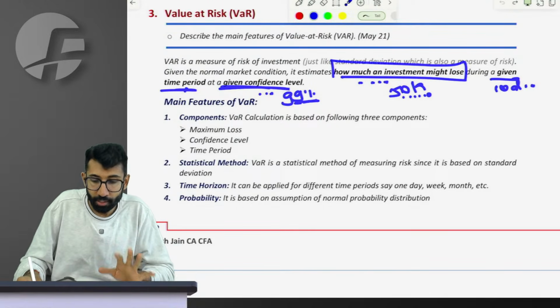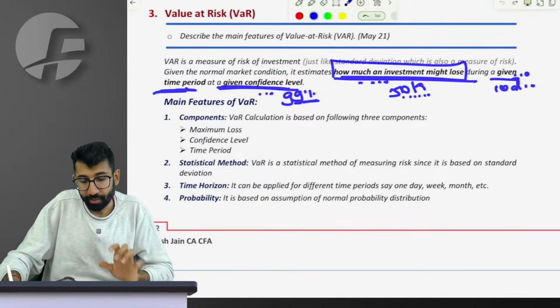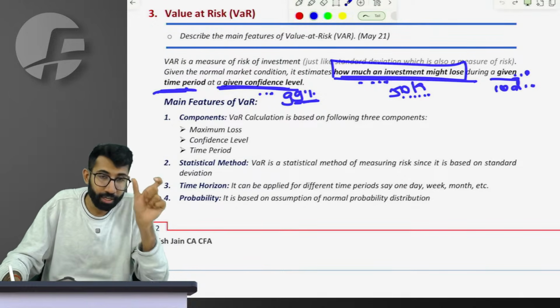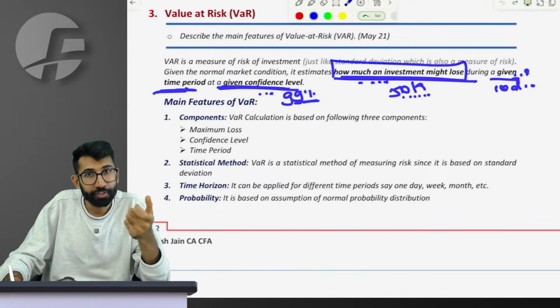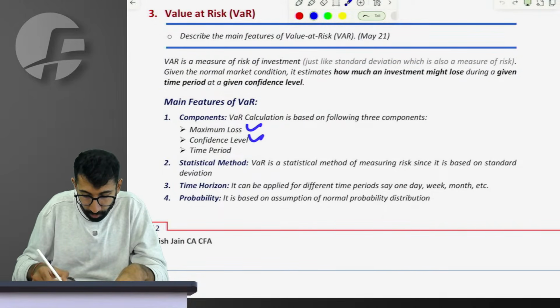Correct? So the amount of loss with a particular confidence level, right? How much can be the amount of loss with a particular confidence level in a given time period is value at risk. It involves maximum loss, confidence level, and time period.